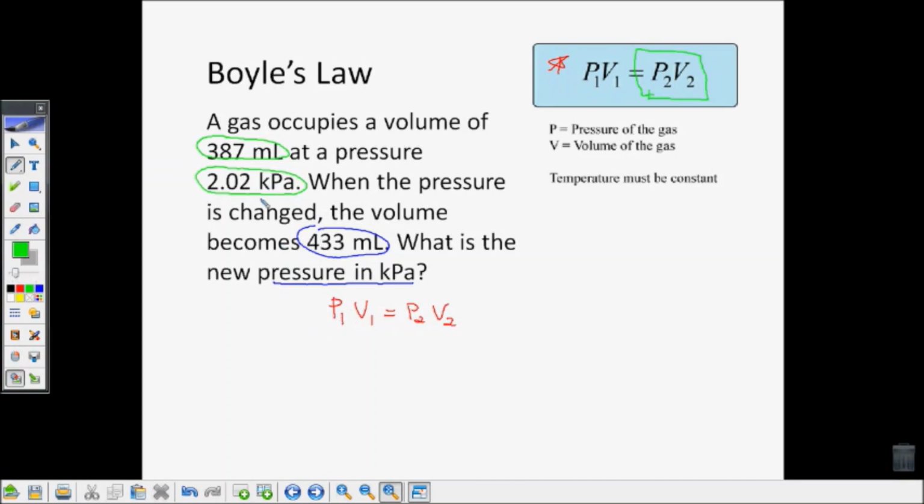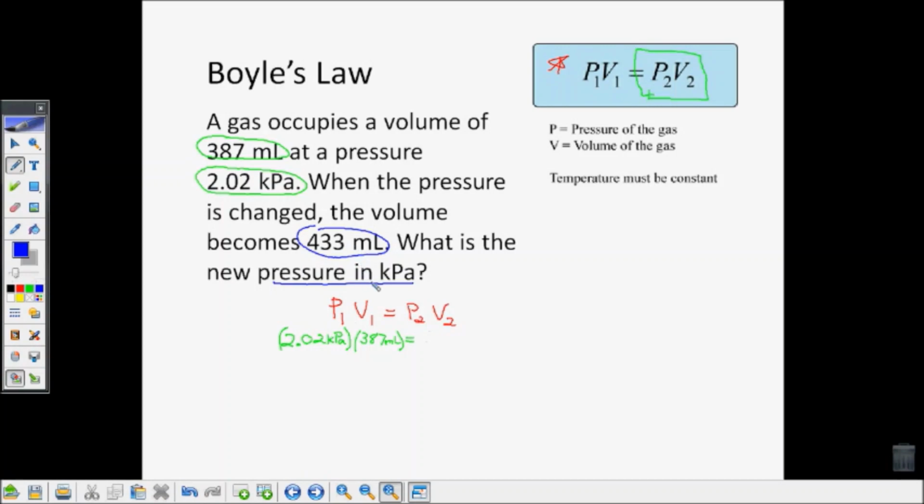So notice that the first pressure is 2.02 kilopascals. Remember, kilopascals is just a fancy unit for measuring pressure of a system. We could also be using atmospheres or millimeters of mercury. Then the first volume that goes along with that, 387 milliliters.